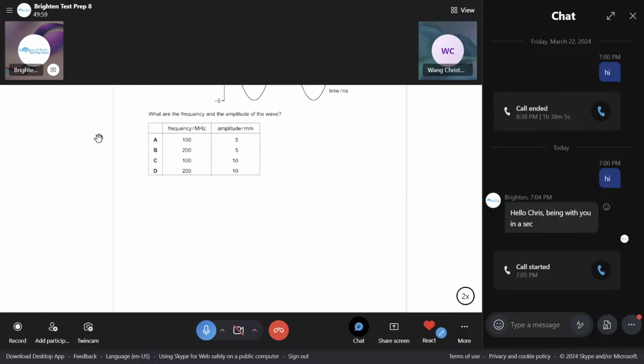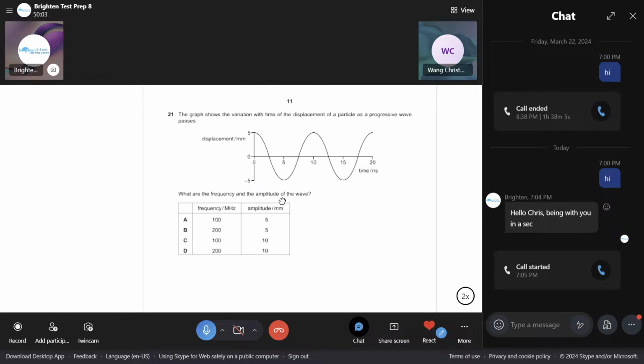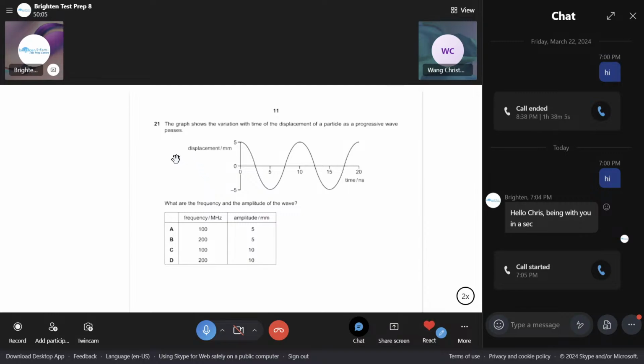All right, 21, we have a displacement variation. And we see time in nanoseconds, which makes an impact on the hertz, megahertz, or whatever, kilohertz. And we have millimeters, of course. But that is still the same, the amplitude.